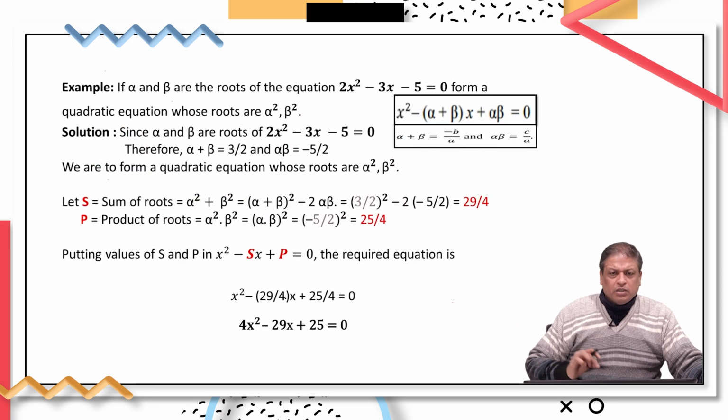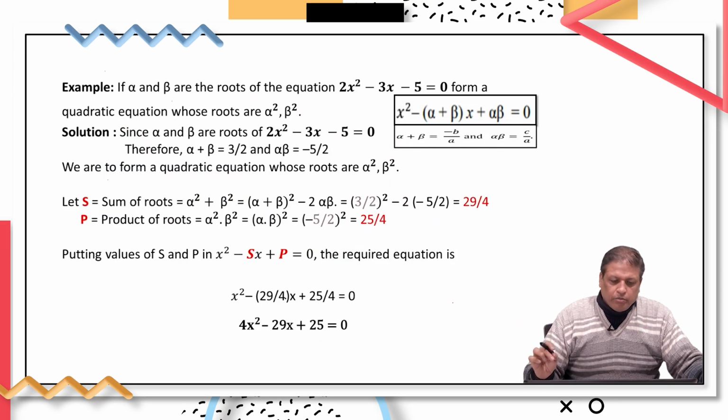So, this is one of the problems, and let us solve one more type of problem. If alpha and beta are the roots of the equation 2x square minus 3x minus 5 is equal to 0, form a quadratic equation whose roots are alpha square and beta square.